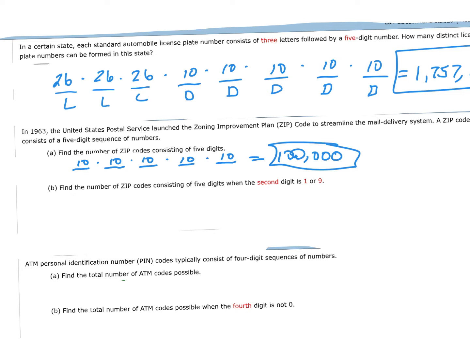All right, the next part B says find the number of zip codes consisting of 5 digits, with a stipulation. So 1, 2, 3, 4, 5. And they tell you something about the second digit. Is there any stipulation about the first digit? No, so there could be 10 of them. Is there any stipulation about 3, 4, or 5? No. So it's 10, 10, 10. What is the stipulation about the second digit? It has to be what or what? One or nine. How many possibilities is that if it's either one or nine? Two. Perfect. So you would just multiply.